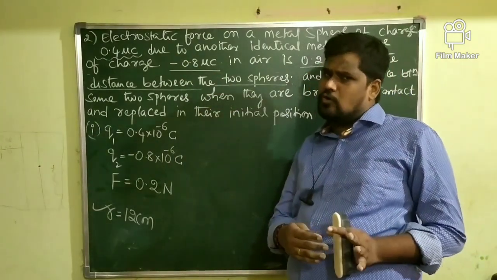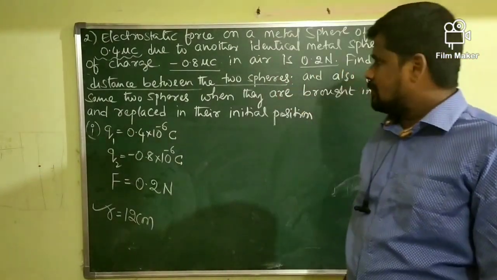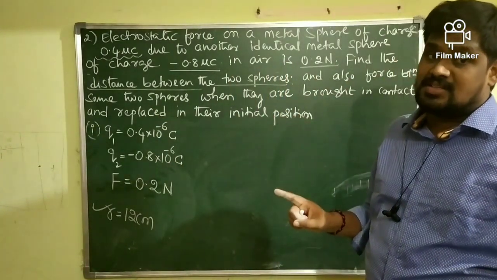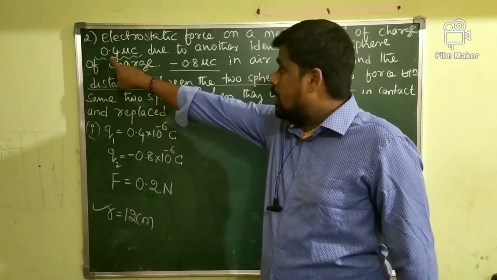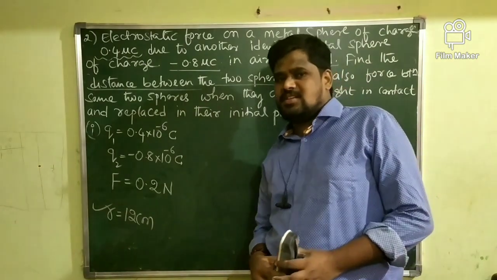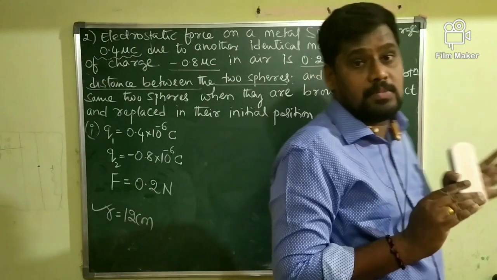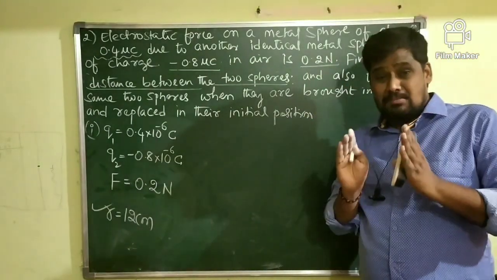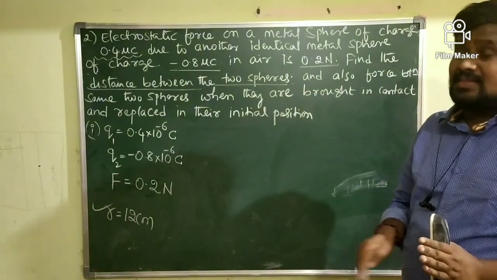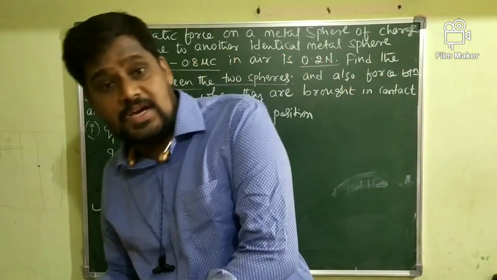One sphere has the 0.4 microcoulomb charge. Another sphere has the charge minus 0.8 microcoulomb. Then what is the net charge on the system? 0.4 minus 0.8. The net charge on the system will be minus 0.4 microcoulomb. Then that charge is equally distributed among the spheres.